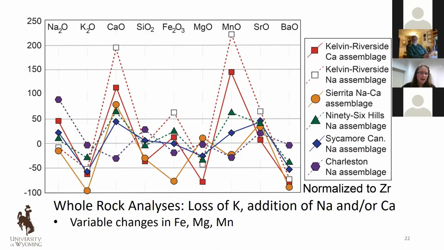Part of that, I think, is strongly influenced by the temperature, pressure, and protolith compositions, such that these big peaks in manganese from the Kelvin Riverside assemblages happen to be in areas where the temperatures and pressures were high enough that we were forming garnets, and the garnets took up a fair amount of manganese in those hydrothermal minerals.